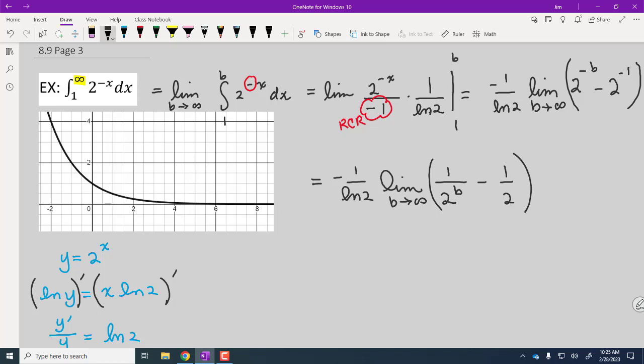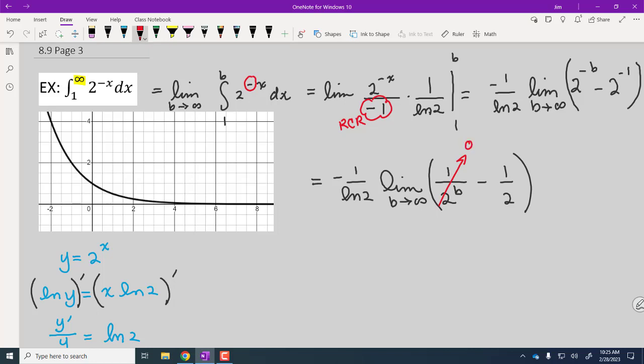what is the limit of that first fraction as b goes to infinity? 0. Because 2 to the b is going to infinity in the denominator. If the denominator is growing without bound and the numerator is a constant, that means the fraction values are shrinking to 0. So that is going to be going to 0.